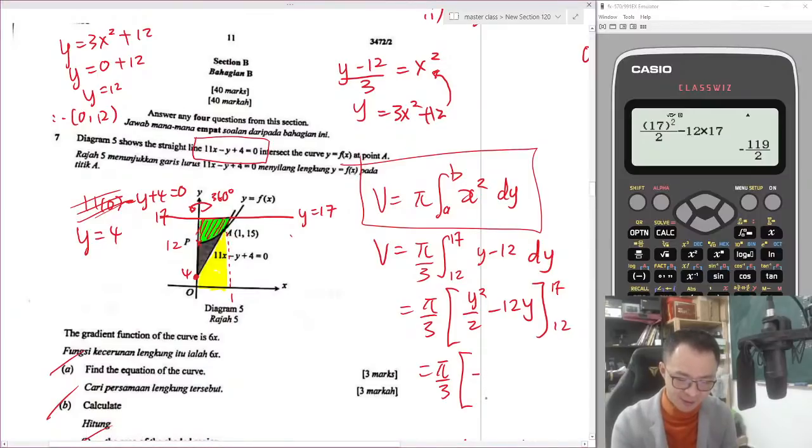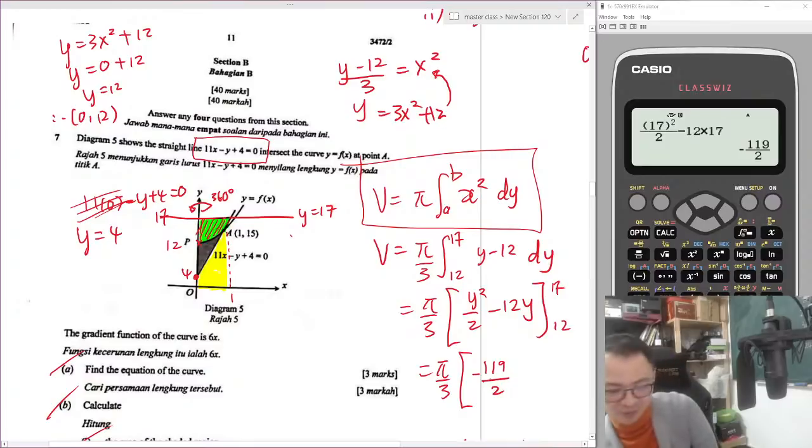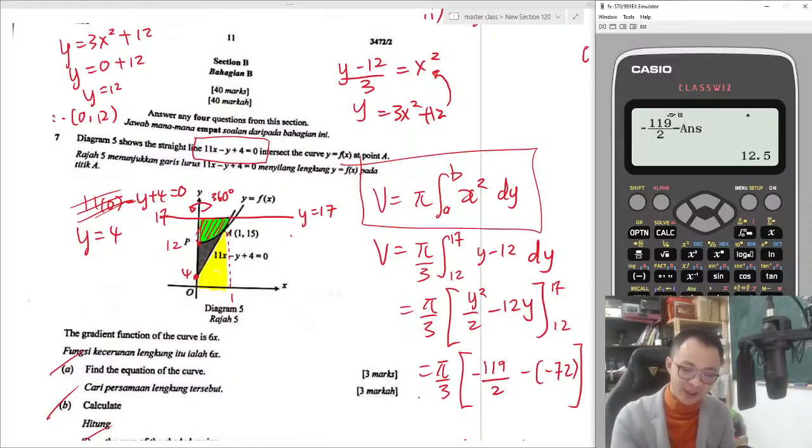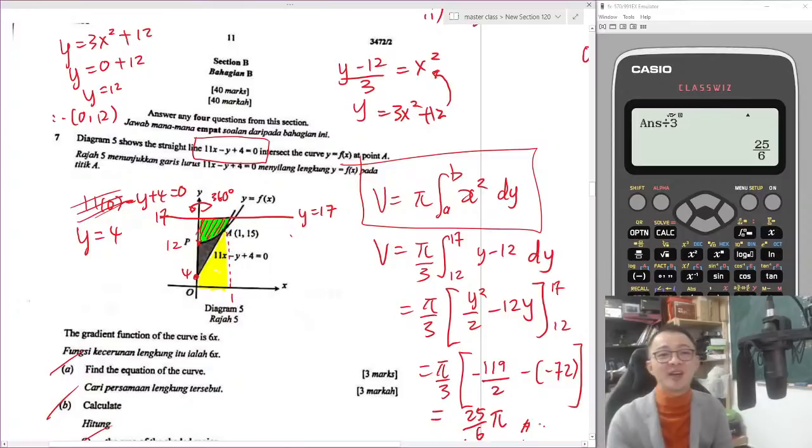It's a bit weird, but let's see what happened. Never mind. Negative 119 over 2. Did I type any carry mistake, right? I don't know. Okay, then I change the 17 to 12. So it's minus negative 72. Then I will say negative 119 over 2 minus my answer. Yeah, nice. So I still need to divide by 3, because I have over 3 there. So I will get maybe a decimal, or a fraction: 25 over 6 pi. If anyone has the answer, please double check with me whether the answer is correct, but I guess it should be correct.